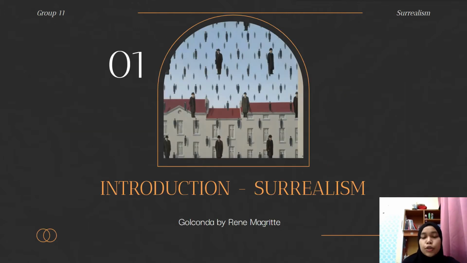Next is the introduction of surrealism. As you can see here, there's a picture of one of the artworks from René Magritte, which is called Golconda. The Golconda is an oil painting on canvas by the Belgian surrealist René Magritte. He painted it in 1953. It is usually housed at the Menil Collection in Houston, Texas.